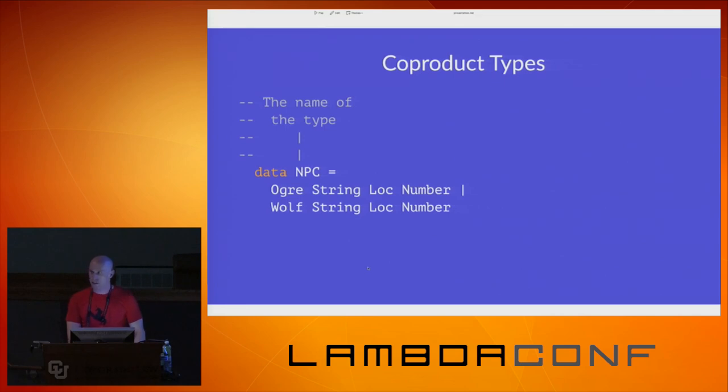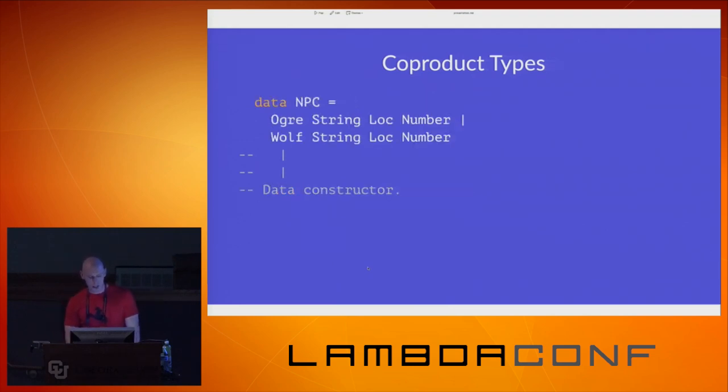So that's the name of the type that I'm creating. And in this case, I'm not going to use that name as the name of any of my data constructors. Because I want to introduce two data constructors, because this is a co-product type, so an NPC can either be an ogre, or it can be a wolf. It can't be both. It's one or the other. So I'm going to use the names ogre and wolf as the name of my two data constructors.